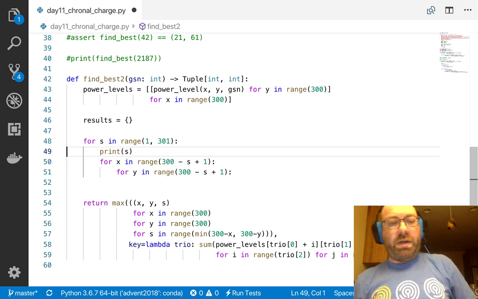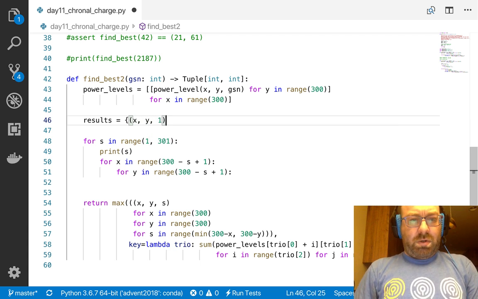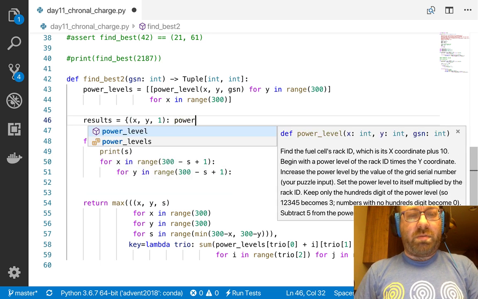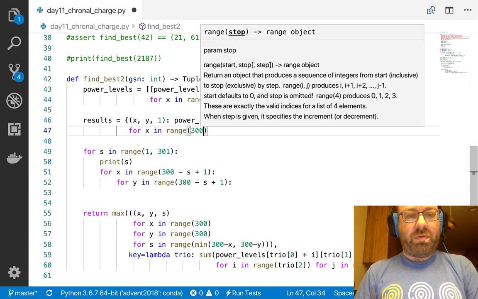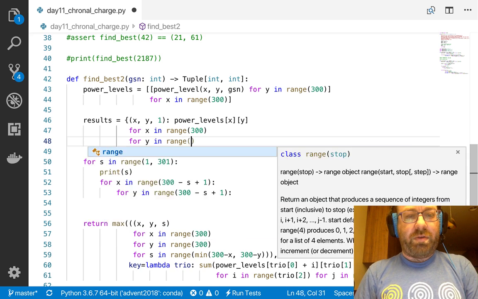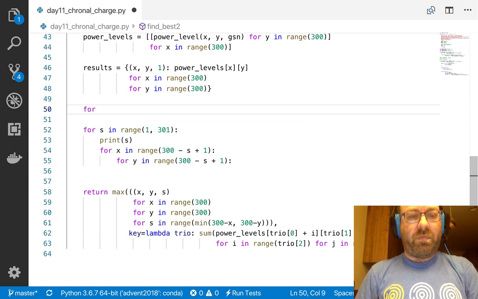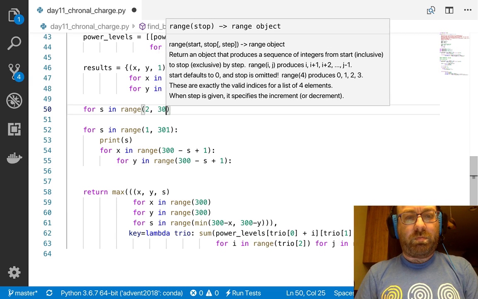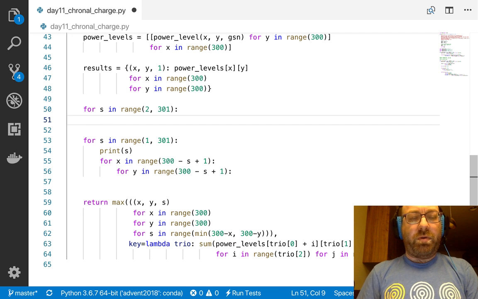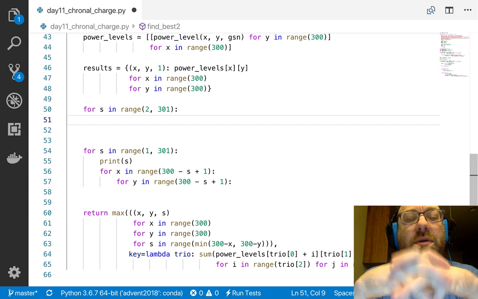So let's try doing that. Results equals x, y, 1, power levels x, y, for x in range 300, for y in range 300. Okay, and so now for s in range 2, 301. So let me think if that's the best way to do it. That's not terrible.